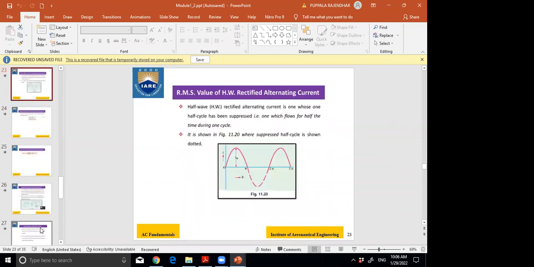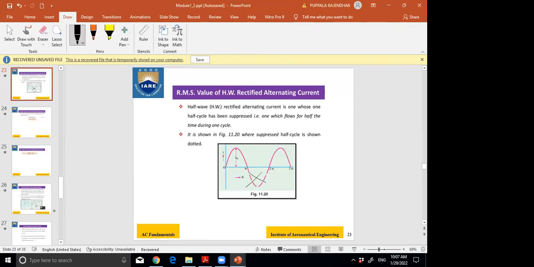Just I will show you how to calculate the RMS value. So for a half wave rectifier, this is a half wave rectifier. Half wave means there is no negative waveform. For the complete cycle, you are getting output only during the positive half. Negative you are not getting.